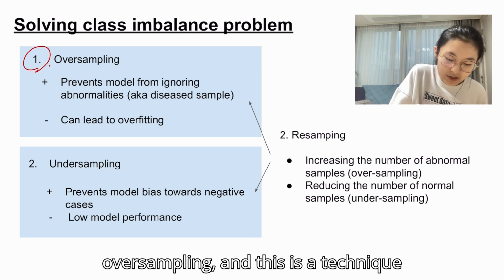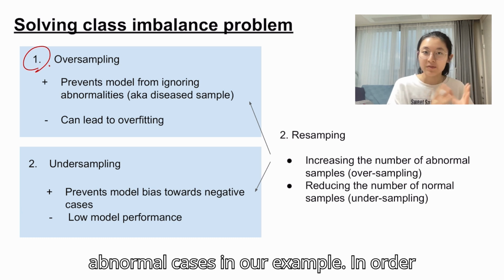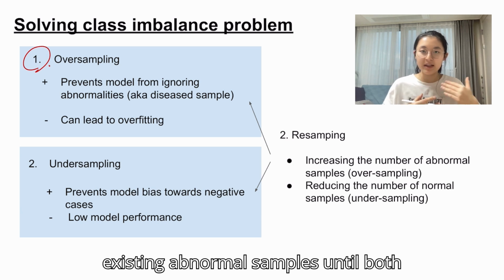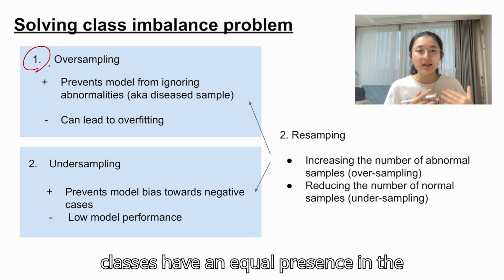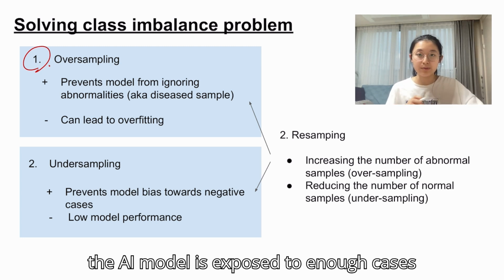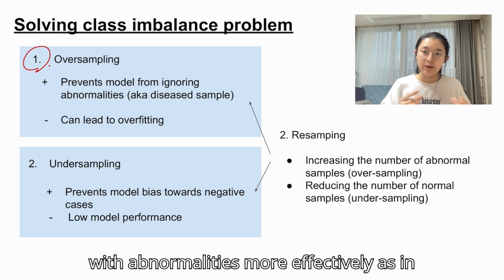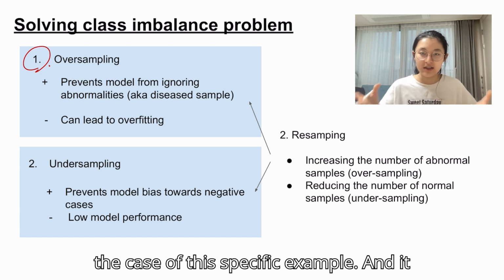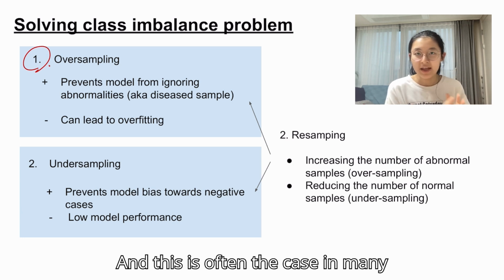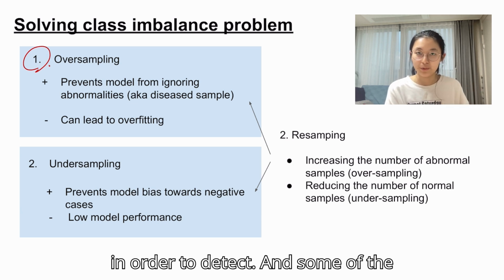undersampling. Let's first begin with oversampling, a technique wherein we increase the number of instances of the minority class, the abnormal cases in our example, in order to match the majority class. This is typically achieved by duplicating the existing abnormal samples until both classes have an equal presence in the dataset. This method ensures that the AI model is exposed to enough cases of each class, which helps it to learn and identify features associated with abnormalities more effectively. It is particularly useful where the minority class is very small, which is often the case in many medical data sets where the abnormal findings are rare but very critical to detect.